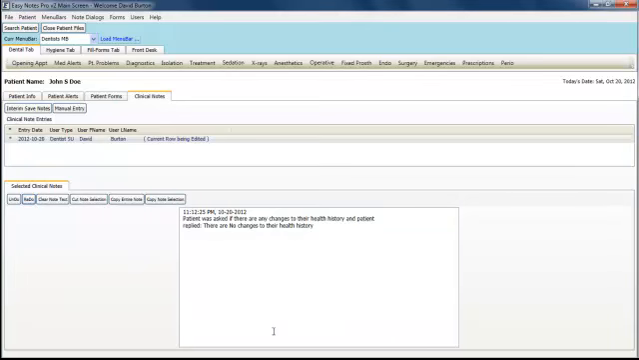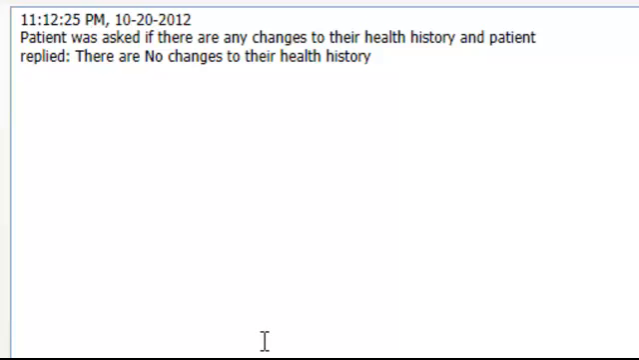In this video, a young man entered your office to have a composite filling repaired on tooth number 9, and he has a history of epileptic seizures that is controlled with medication. You can see that we have already put the date and time into the note, along with the fact that the patient has told us that there are no changes to their health history.